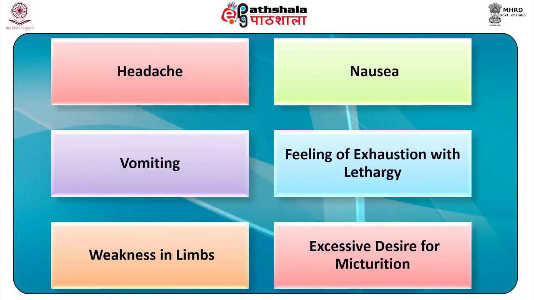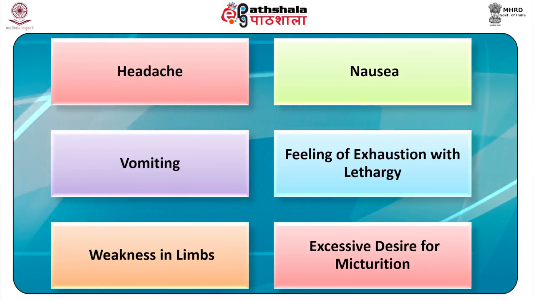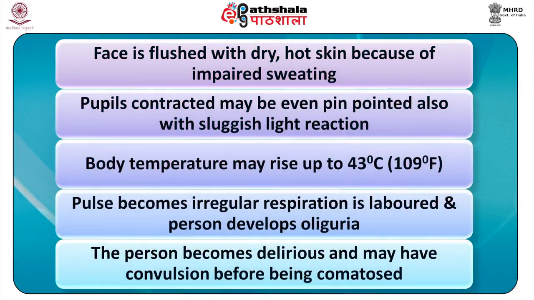The onset is usually sudden with symptoms like headache, nausea, vomiting, feeling of exhaustion with lethargy, weakness in limbs and excessive desire for micturition, that is passage of urine. The face is flushed with dry, hot skin because of the impaired sweating. The pupils are contracted and may even be pinpoint, and they have a sluggish light reaction.